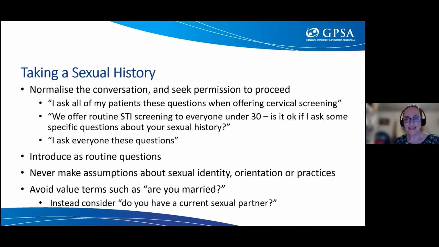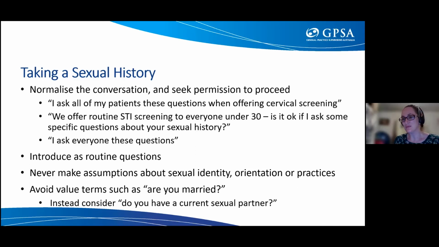So instead, consider framing it in ways such as, do you have a current sexual partner? Do you have any other sexual partners? And often if it's with one of your long-term patients, they might have a bit of a laugh and say, oh, I wish, or no, I haven't got time for that. So again, that normalizing it, but making sure that we really are not using value or judgment terms, and also making sure that we're using the correct terms for anatomy.